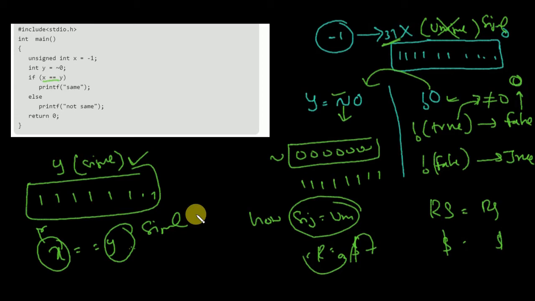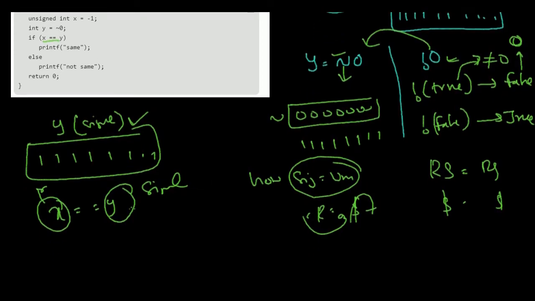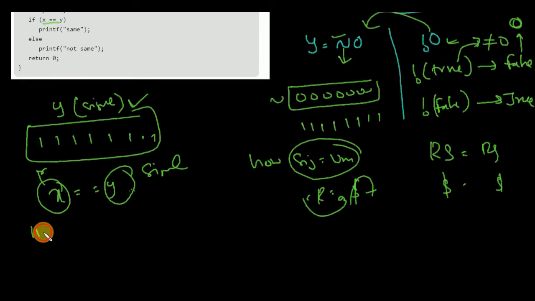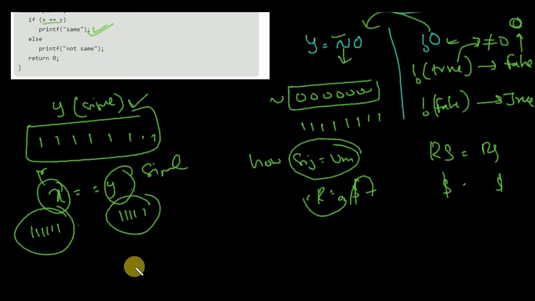Now here comes the trickiest part. You know that in x there are all ones, and in y also there are all ones. Since there are all ones in signed form in both, they are equal, so the answer will be the same. This is how we solve this type of question. Don't confuse signed and unsigned.